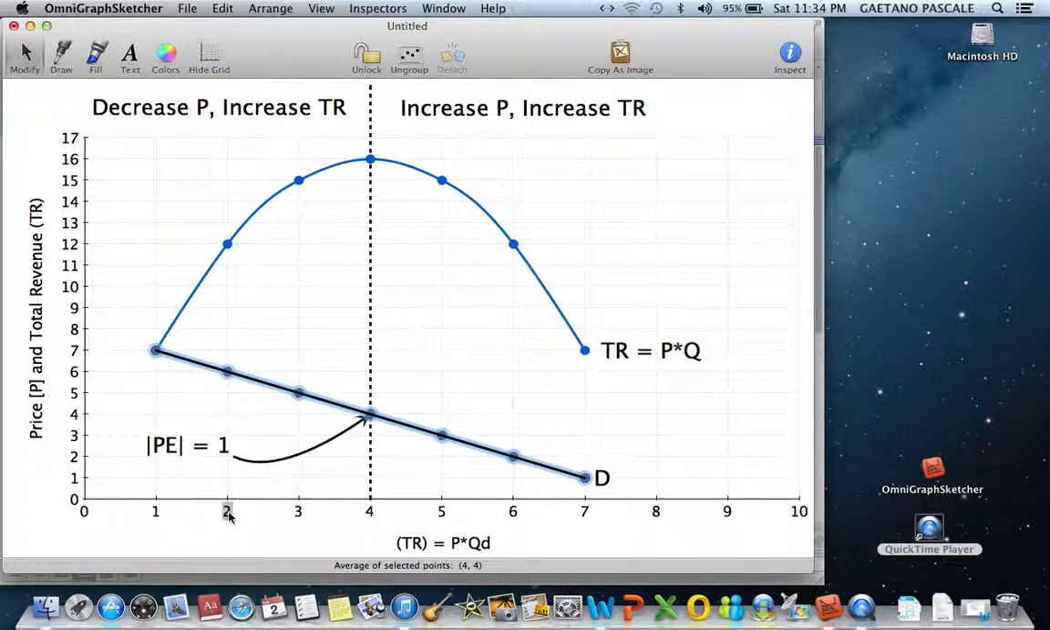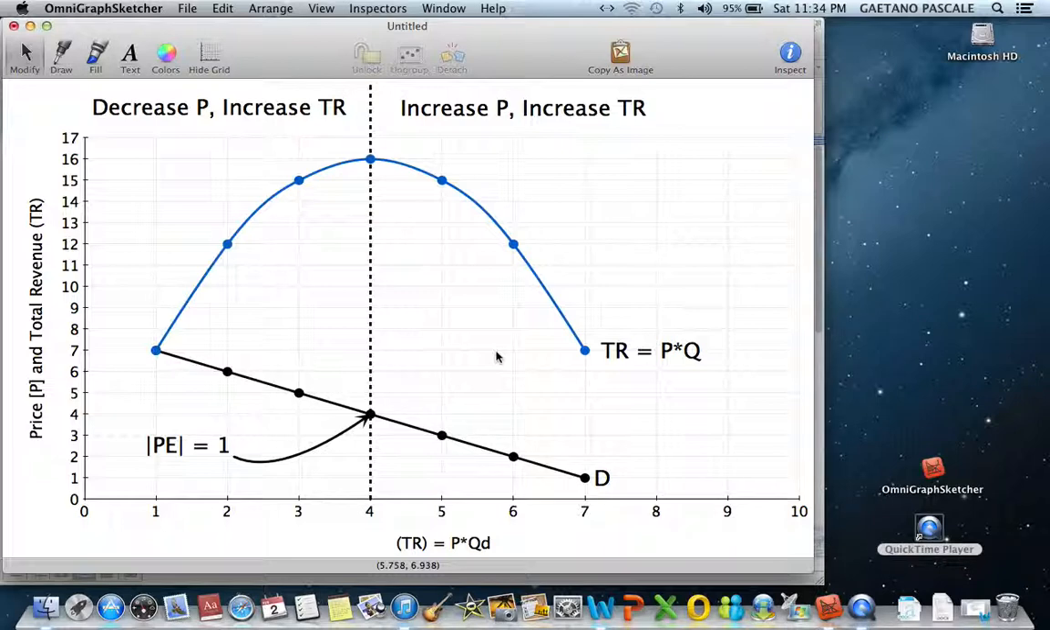For quantities 1, 2, and 3, if we're at, for example, this point right here, at a price of 5 and a quantity of 3, in order to get to this point where revenue is maximized, we have to lower the price. So in the region to the left of where the price elasticity of demand is equal to 1, the left portion of that demand curve, a decrease in price decreases total revenue.